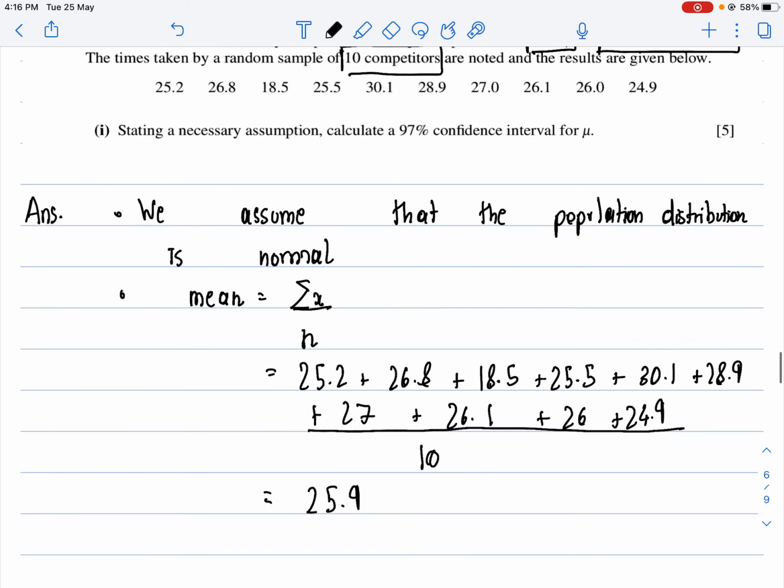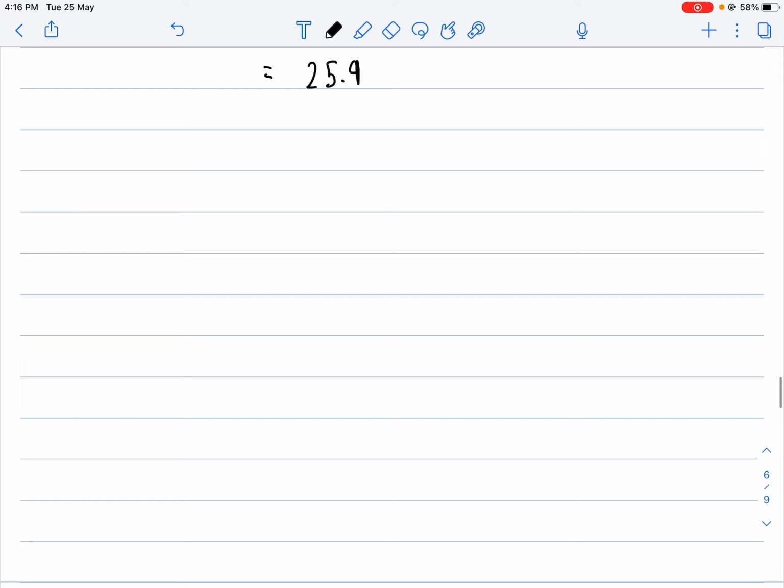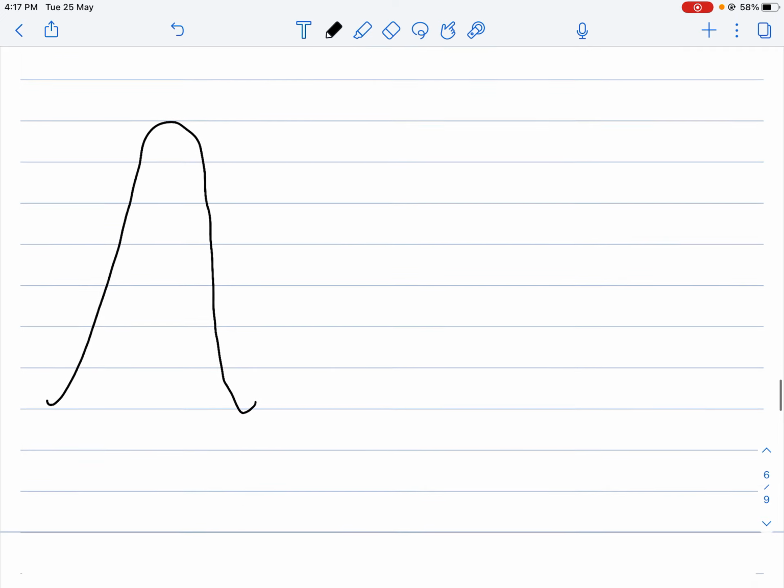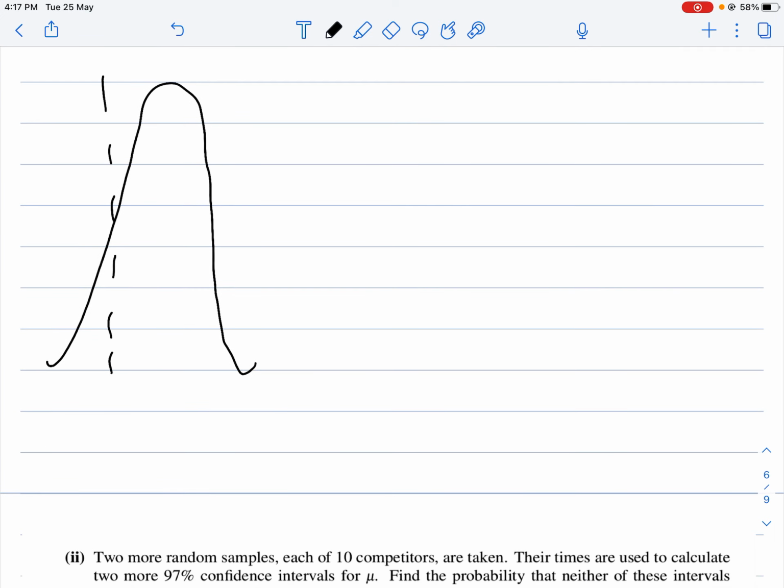Got it? So now we need to calculate a 97% confidence interval. 97% basically means 0.97. So 1 minus 0.97 is basically 0.03, which will be divided by 2. So I'll simply get 0.015 and 0.015.